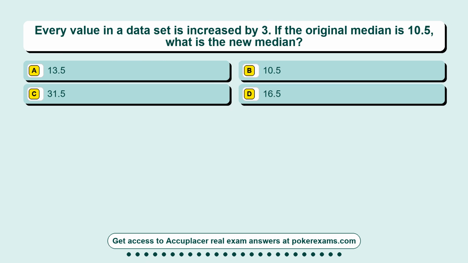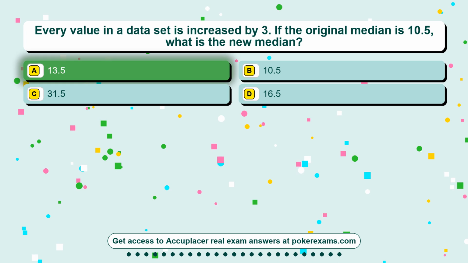Question 5. When comparing policy terms, a fidelity bond mainly protects against what? Option A, wear and tear. Option B, employee dishonesty. Option C, earthquake damage. Option D, auto collision. The correct answer is option A, 13.5.